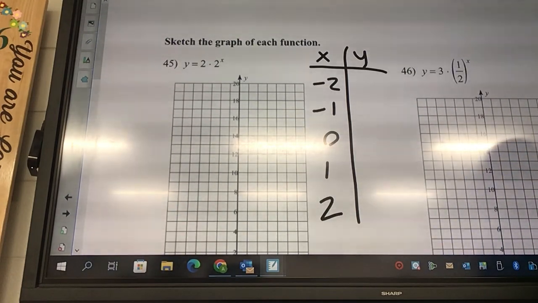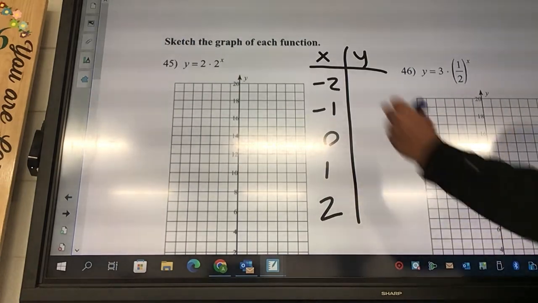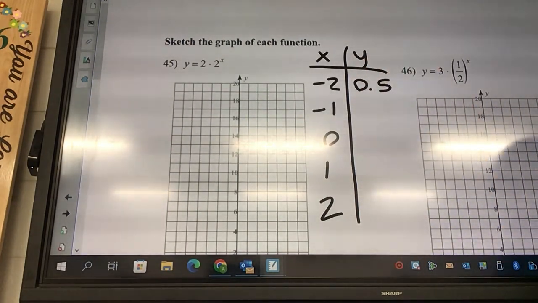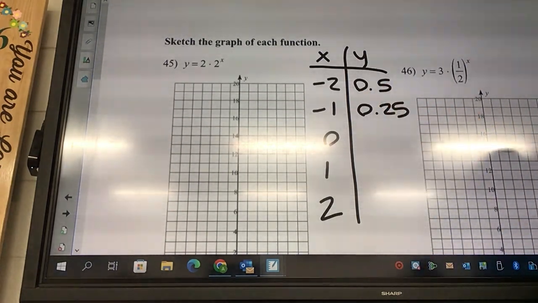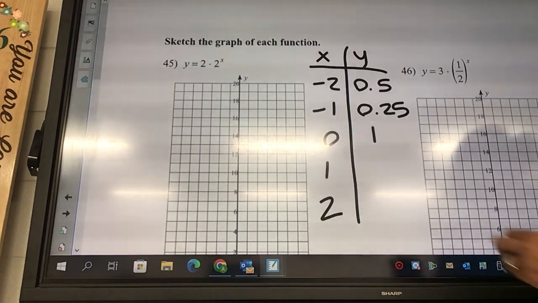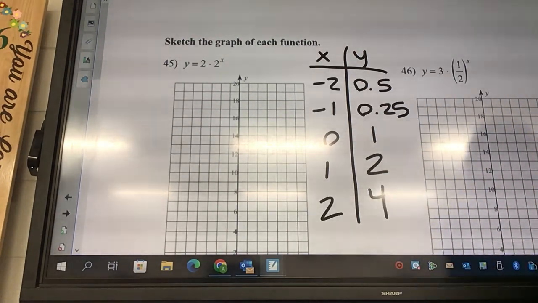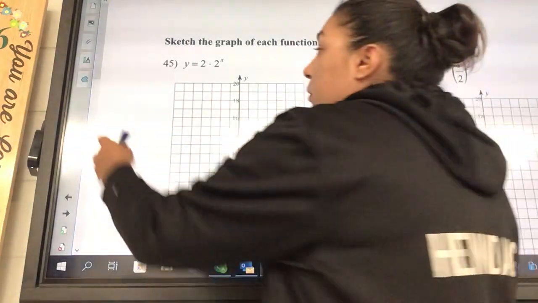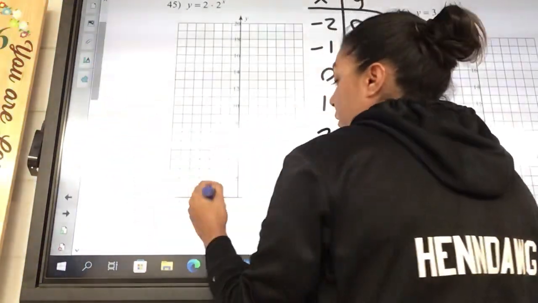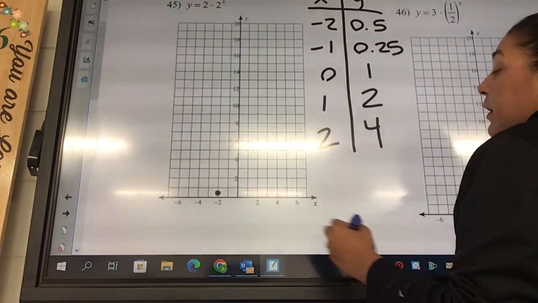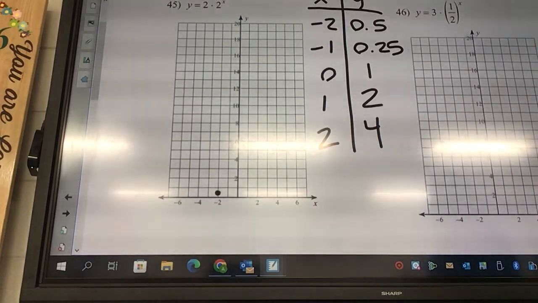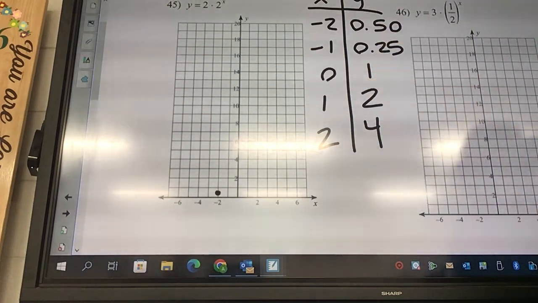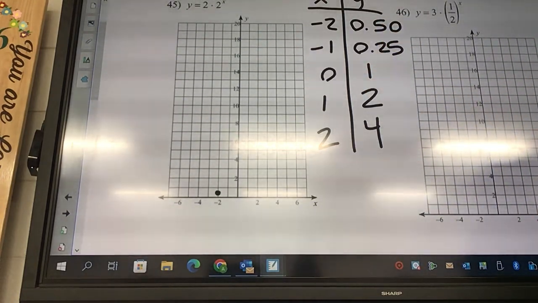What do you guys got for -2? 0.5. -1, 0.25. 1, 4. Okay, so at -2, we're here at 0.5. -1 is, something's not right. This can't be 50 and then going down to 25 and then back up to 1. So one of those two numbers are not correct. -1.